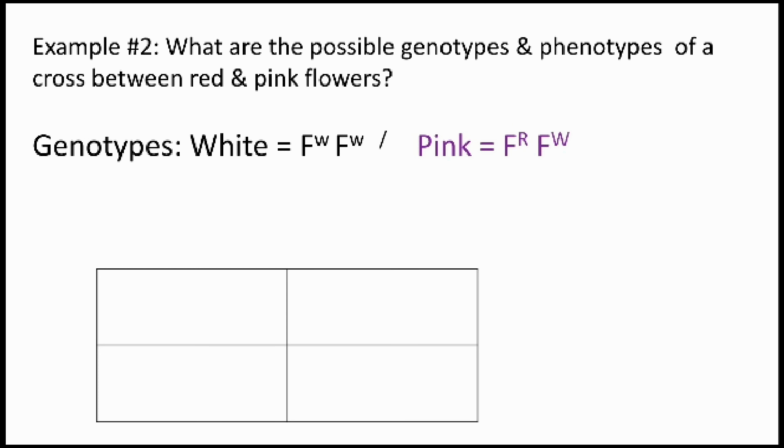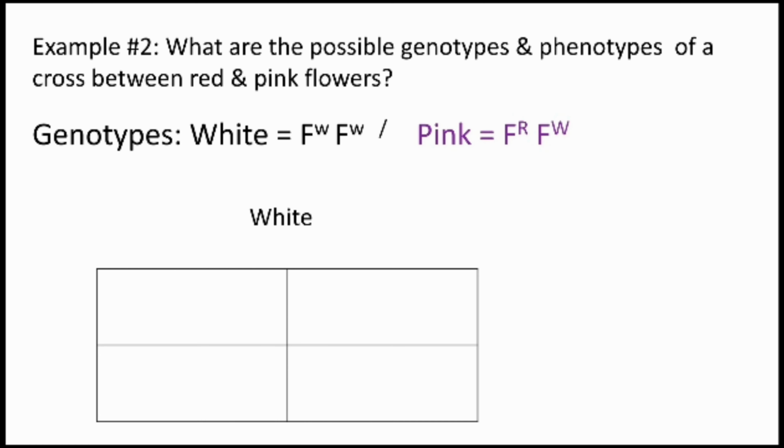Next is getting the gametes. In getting the gametes, we only have to segregate the pair of alleles. For the white flower, the gametes are FW and FW. Then for the pink one, the gametes are FR and FW. Okay, so let's start now our cross.